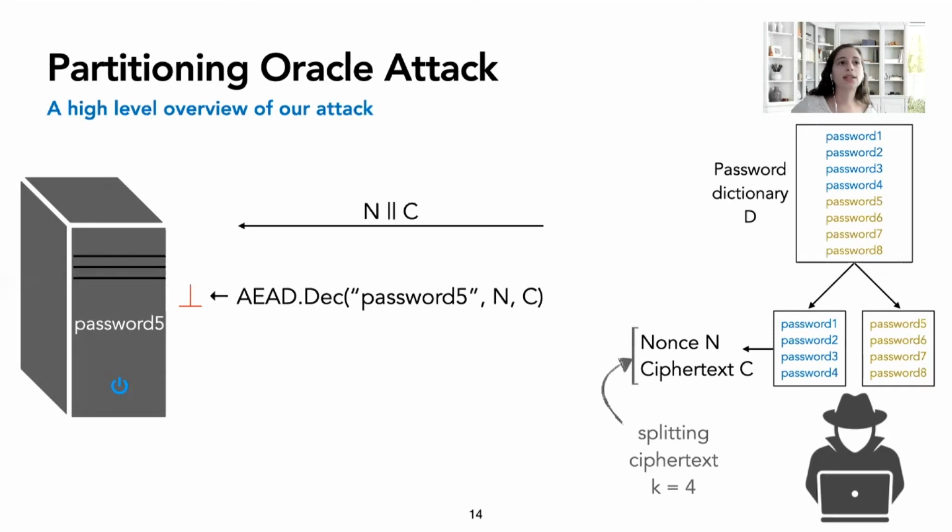So next, the attacker queries the ciphertext to the server, which then attempts to decrypt the ciphertext. The server's password is not in this first set, so of course decryption will fail. Now the server responds with a decryption error, which tells the attacker that the server's password couldn't have been in this first set of passwords. The attacker can now simply eliminate this set altogether and reduce its dictionary in half.